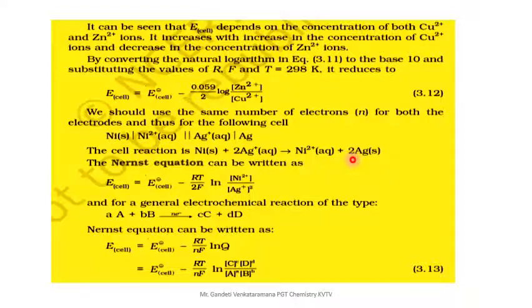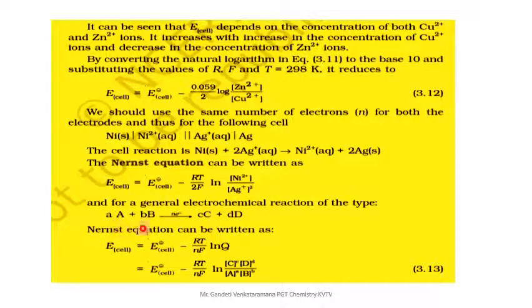So after writing the net cell reaction, only then can we identify the number of electrons involved. Clear? So here how many electrons are involved? Only 2 electrons again. So E cell equals E naught cell minus RT by 2F ln Ni2+ over Ag+ squared, because here 2 times is there, so square. Okay, this is the general equation.